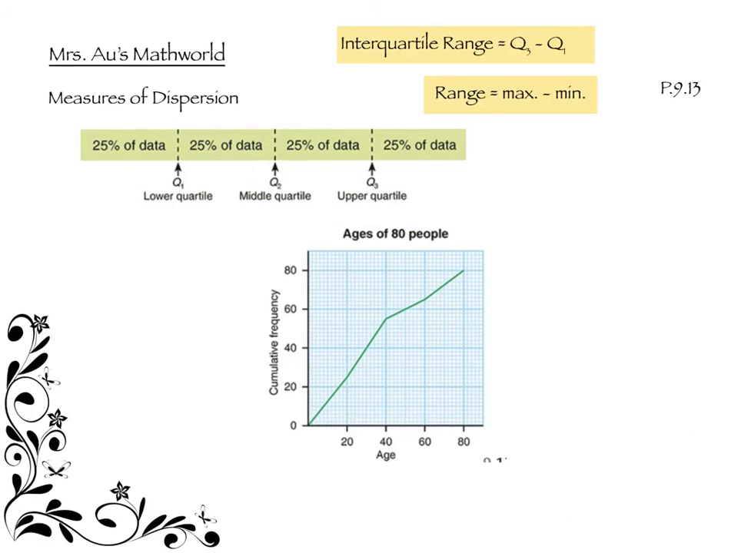I would like to discuss one more thing. Right now we know how to find the lower quartile, median, and upper quartile of the data by looking at the cumulative frequency polygon. But this time I want to discuss how to find the range of it. The range is the maximum minus the minimum.